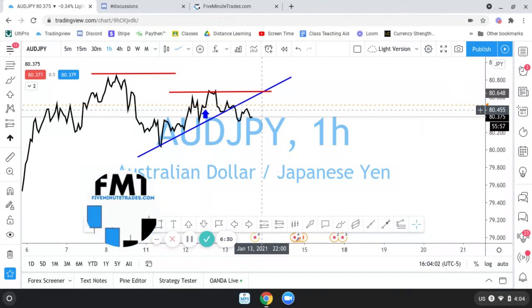Sometimes I go 1-to-10. It depends. If I see a really good spot, 10 pip stop loss, 100 pip target, 10-to-1, I like those trades. And we find them here at FMT.